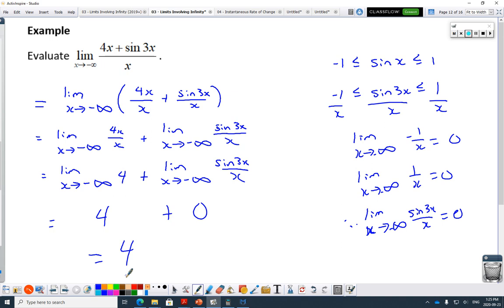Questions here? Combination of sandwich and obvious limit, but the limit laws allow us to break it apart and do them individually, no problem. More time here? More time, okay.